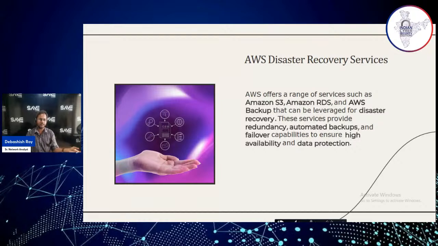And AWS offers a range of services. What are the services they offer? Amazon S3 that we'll see, Amazon RDS, AWS Backup that can be leveraged for disaster recovery. So these services provide redundancy, automated backups, and failover capabilities to ensure high availability and data protection. So in an S3 bucket, you can store the data and also take backup, also Amazon Relational Database Service, and also AWS Backup service is there for you to do the disaster recovery.